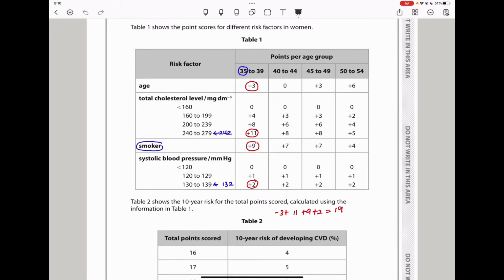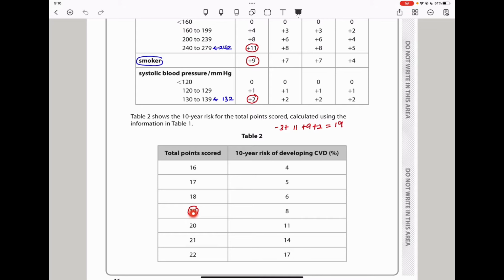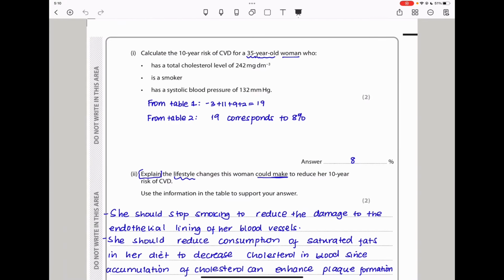Now, when we add up these, -3, plus 11, plus 9, plus 2, we get 19. And that means the total points scored are 19, and therefore the 10-year risk of developing CVD is 8%. We can see this is going to be the answer for the question on the next page. I hope you have calculated that. Let me continue. The answer here is 8%.